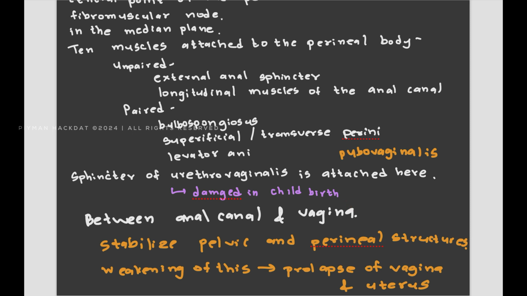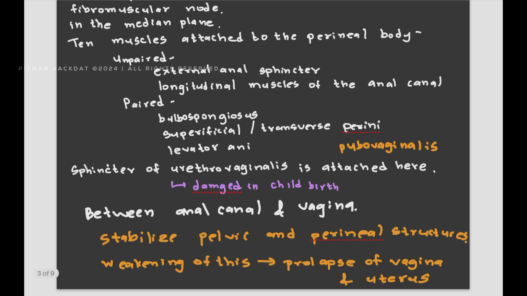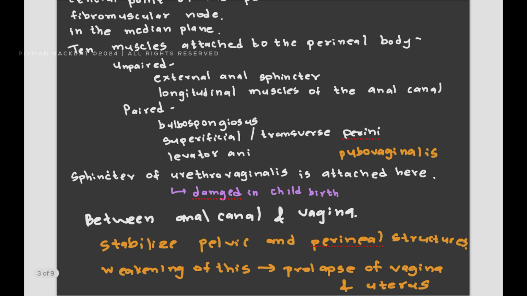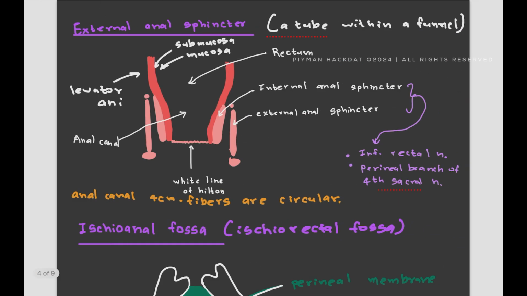The perineal body in females is seen between the anus and the vagina, and in males it is seen between the scrotum and the anus. So what is the function of this perineal body? The main function is that it stabilizes the pelvic and perineal structures, and weakening of it due to childbirth can result in prolapse of the uterus and the vagina.